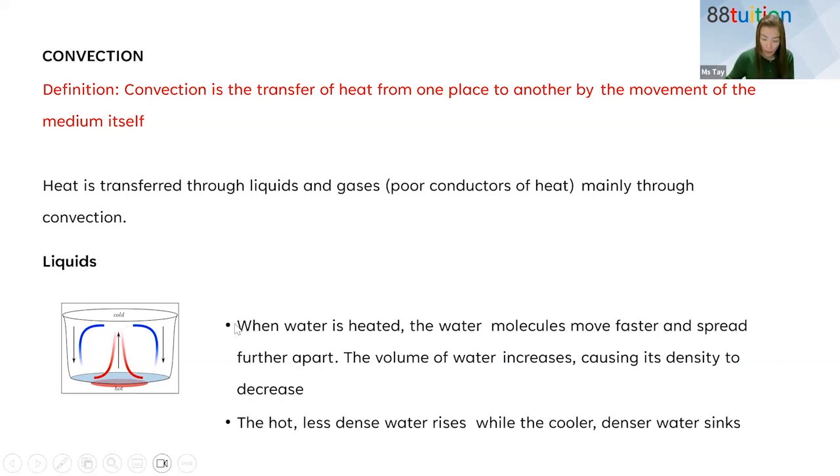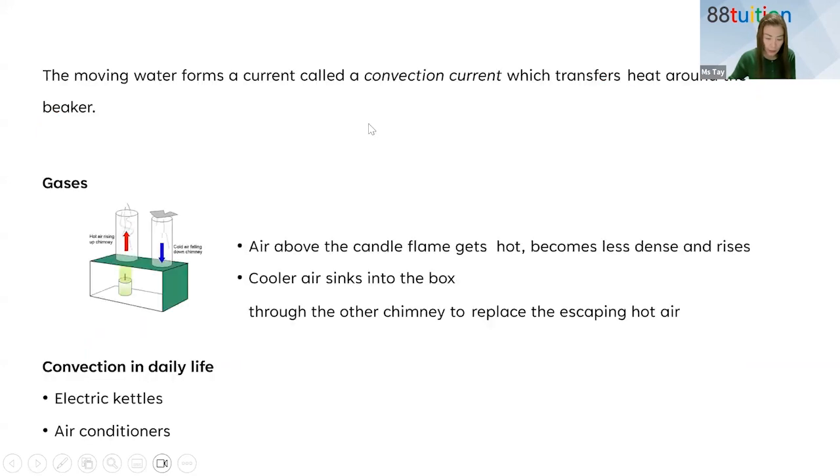When water is heated, water molecules move faster and spread further apart. The volume of water increases, causing the density to decrease. So the hot and less dense water rises, and cooler, denser water sinks. When the cooler water comes downwards, it will go to where the heat source is. It will get heated and then rise up, and the pattern repeats until the water is thoroughly heated. So there's this convection current which transfers heat around the beaker.